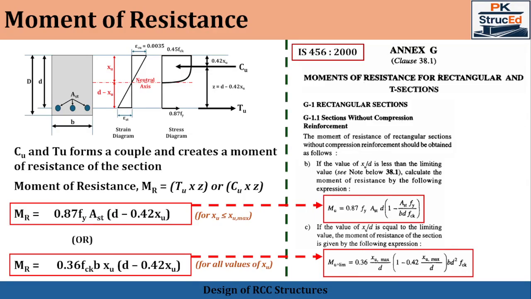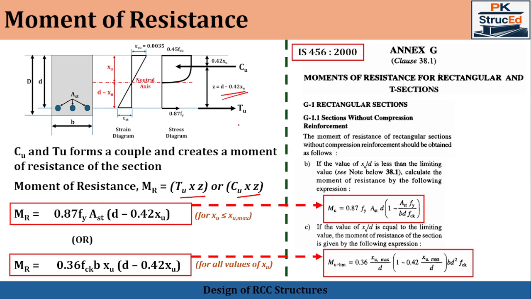Now let us define the moment of resistance. We know the definition for moment of resistance. This is the maximum bending moment a section can take without causing any failure in the section. Here the total compressive force Cu and the total tensile force Tu act at a distance Z apart, forming a couple that we have already discussed. Hence the moment of resistance Mr can be given as either Tu into Z or Cu into Z, depending on the type of section. Here the lever arm Z is D minus 0.42 XU.